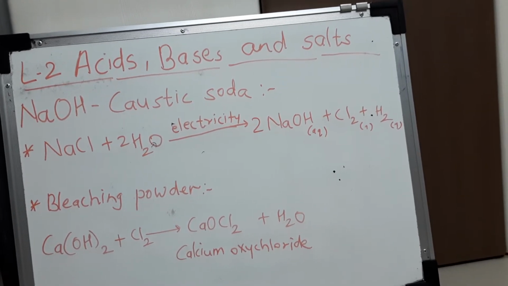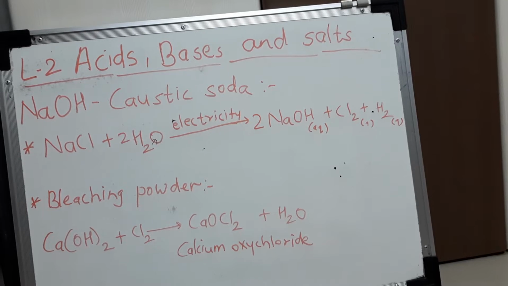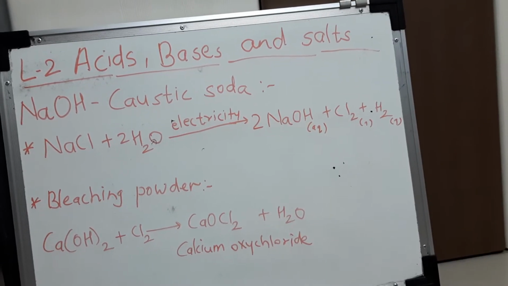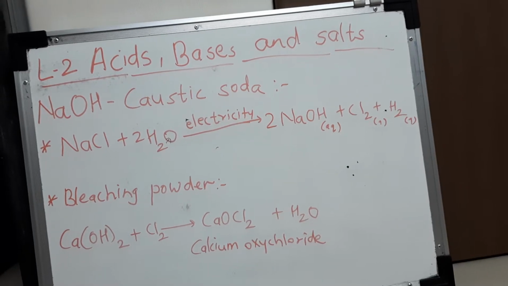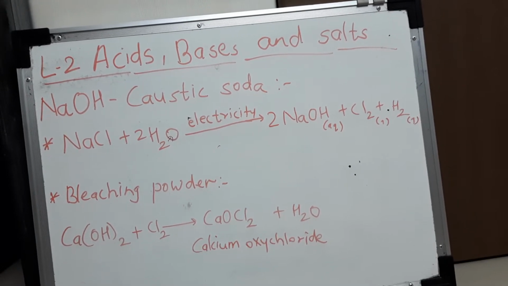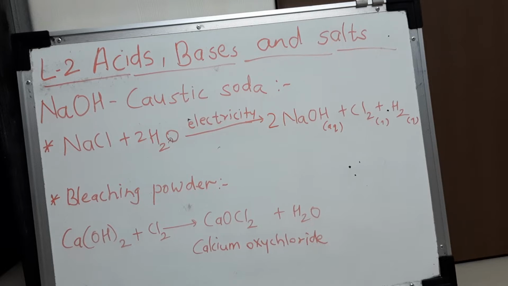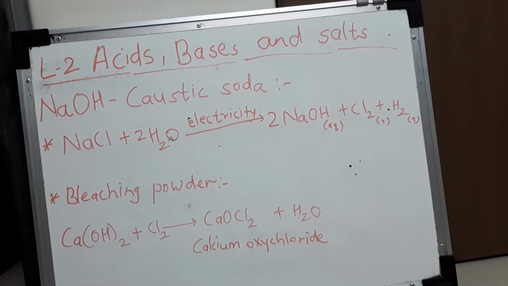Okay, now what are the uses of sodium hydroxide? It is used in soaps and detergents, in making rayon, in the manufacture of paper. It is also used in the extraction of aluminium metal, then in making dyes and bleaches.